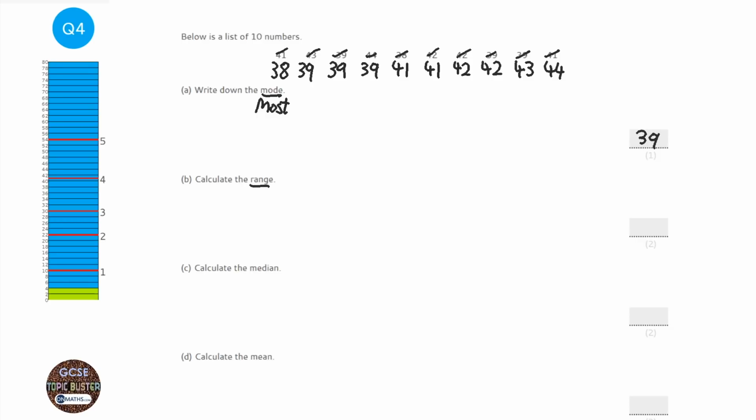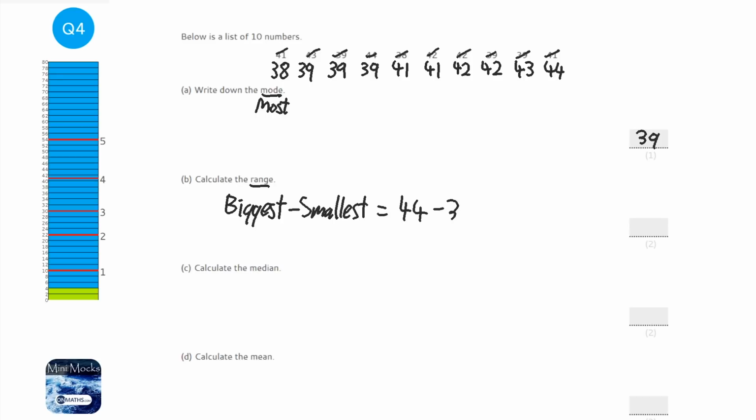The range is the biggest take away smallest. And again, this is a lot easier when they're all lined up. So it's 44, which is the biggest, take away the smallest, which is 38. Now, I know that you can do this in your head, but use your calculator anyway. Why not?